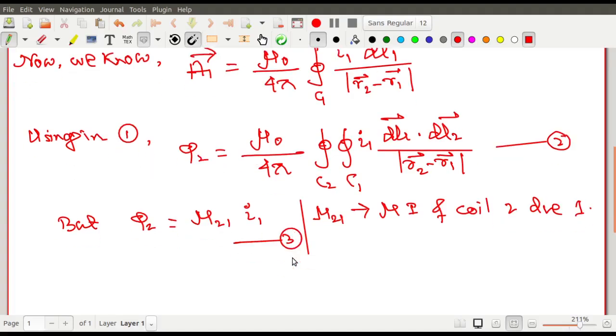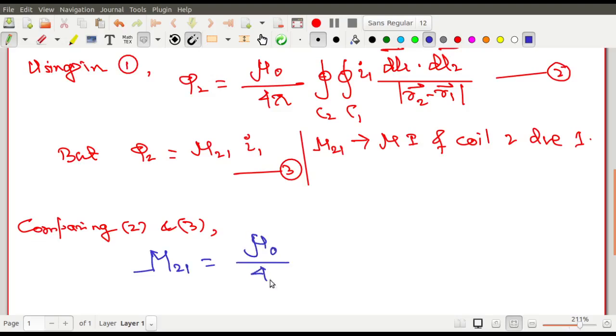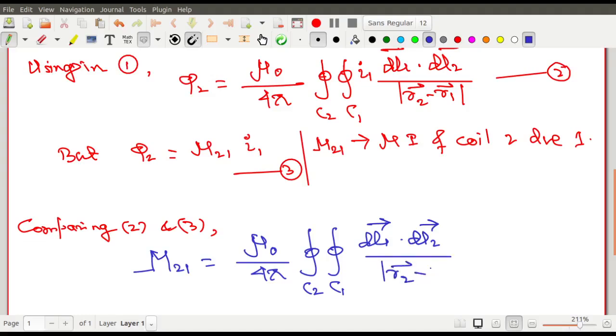So that is equation 3. Now compare 2 and 3. If you compare equations 2 and 3, what will be the expression for M21? The expression for M21 will be equal to mu 0 by 4 pi double integral, one over C2, one over C1, and I1 you just compare it. So this gives you dl1 dot dl2 divided by mod of R2 minus R1. That's it.